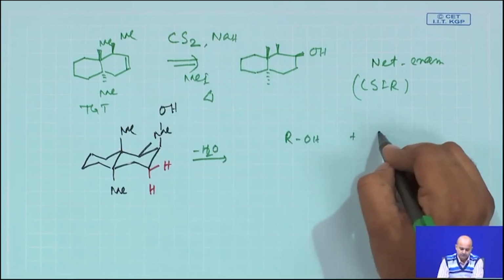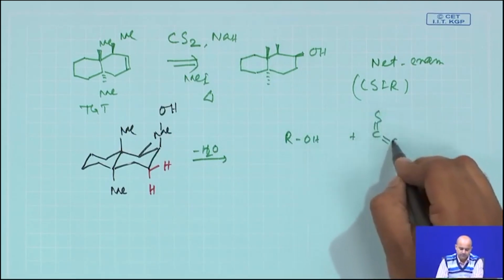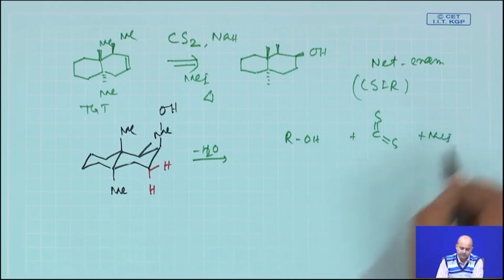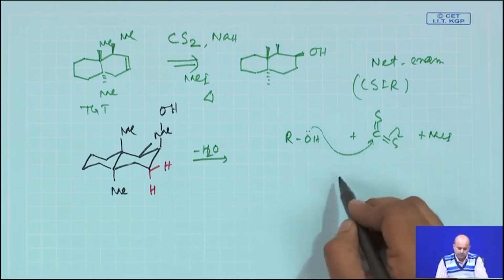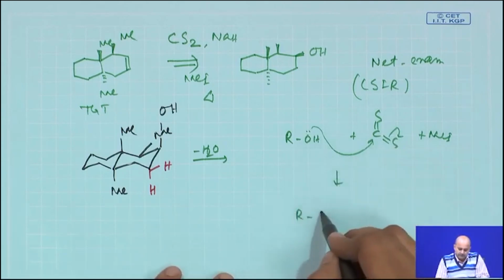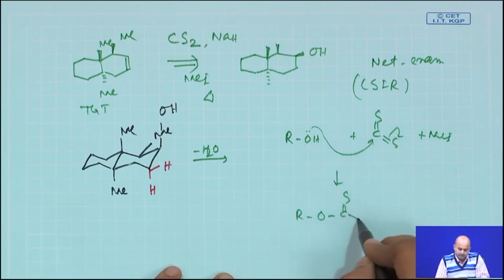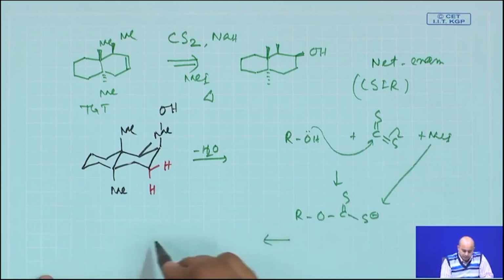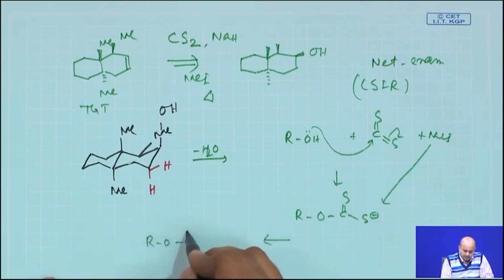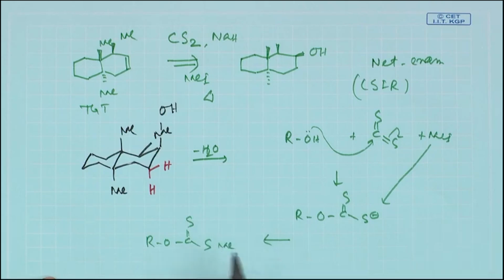ROH plus C double bond S, and methyl iodide. Now, what is happening? This comes here, goes, and then you basically get a xanthate ester, C double bond S, S minus. This S minus reacts with this methyl iodide to give you this methyl xanthate, SMe. And in the Barton deoxygenation reaction, Barton-McCombie, we shine light in the presence of a radical initiator, Bu3SnH, AIBN, to cause this homolytic cleavage, and you basically get the hydrocarbon.